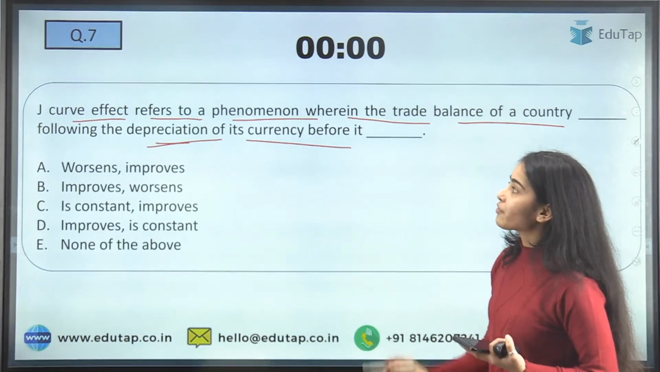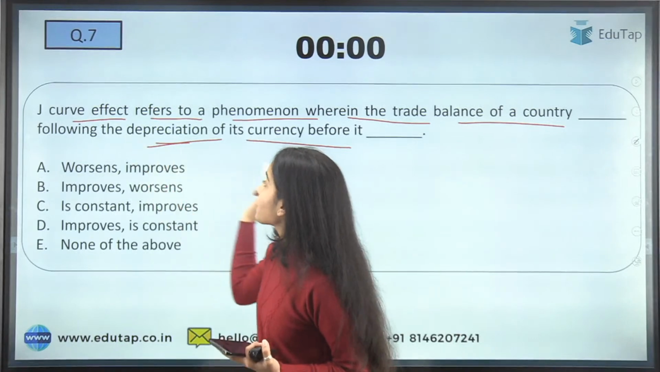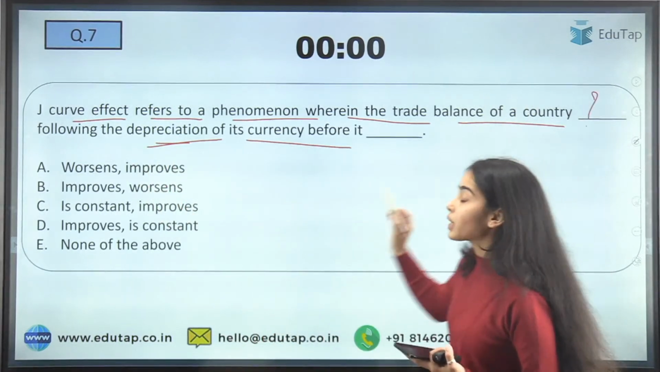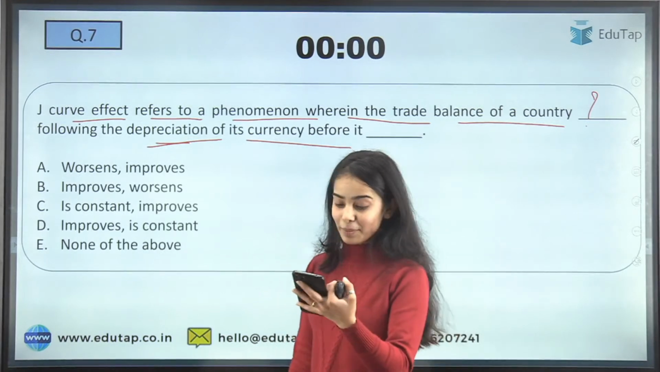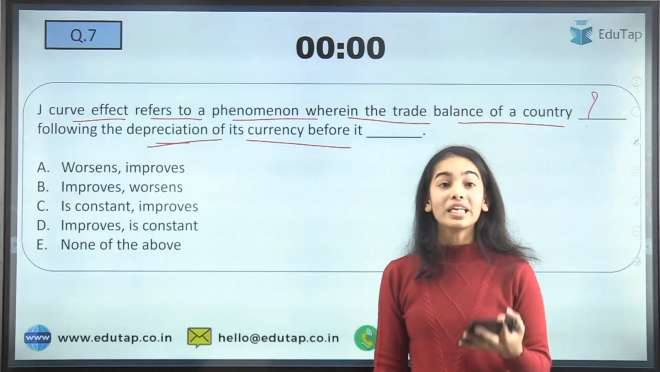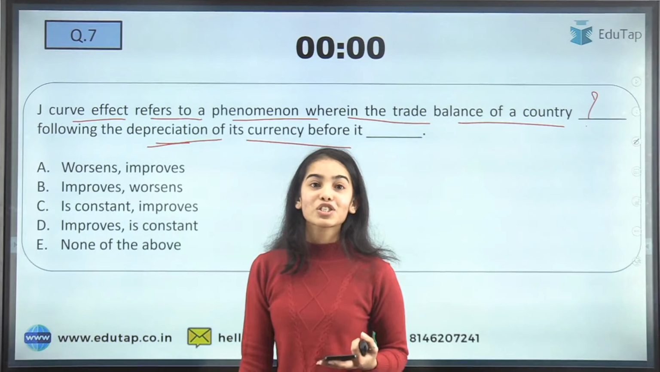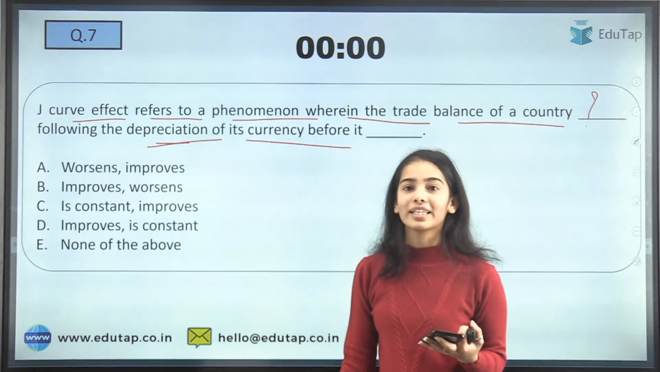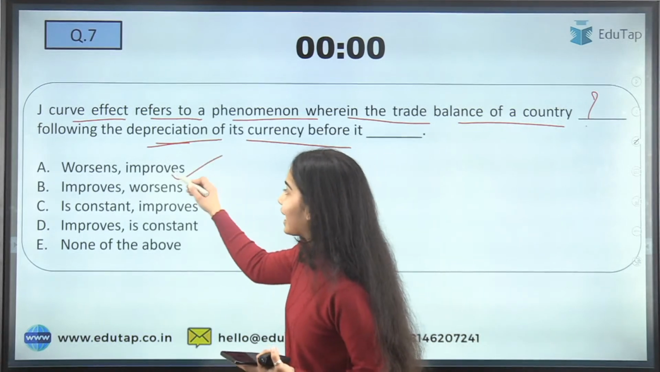J curve effect refers to a phenomenon where the trade balance of a country, what happens? In the case of depreciation, what is happening to our trade balance? I am getting many of the answers B, only Nilesh is the one that is saying A. So is the answer of Nilesh wrong, or are you all guessing wrong then? The answer of Nilesh is right, that is A.